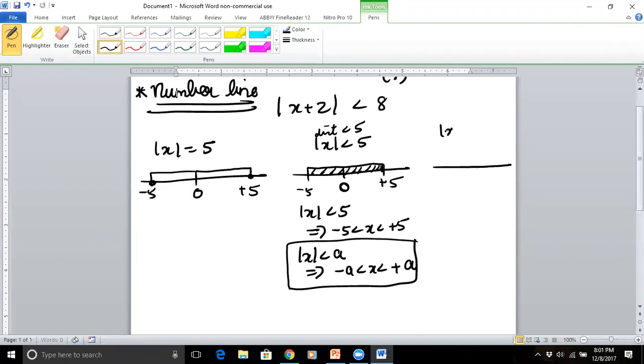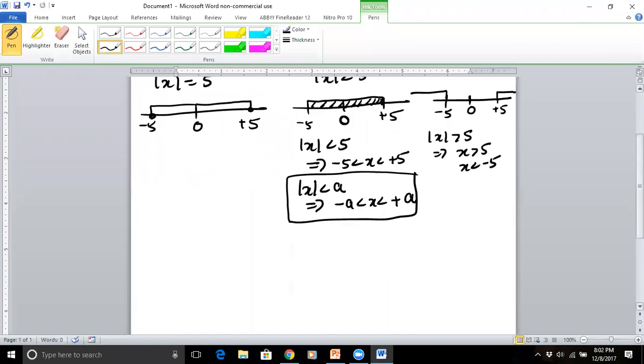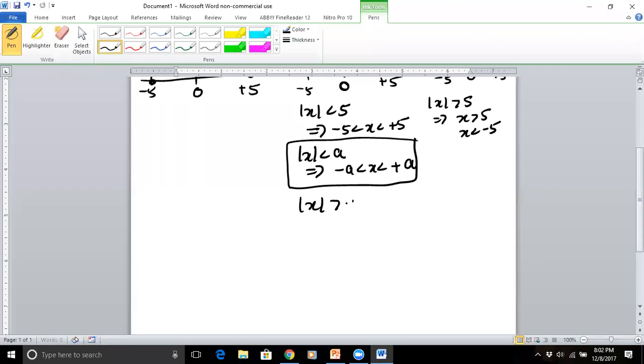Let's take another condition. Say mod of x is greater than 5. Again, I'm plotting things on the number line. The origin is at 0. And this time I'm traveling a distance greater than 5 units. So the boundary conditions are going to be plus 5 and minus 5. If I have to travel a distance greater than 5 units, I'm going to travel from 5 to infinity and minus 5 to minus infinity. So if mod of x is greater than 5, the range of x is going to be x greater than 5 and x less than minus 5. Writing a general form, if mod of x is greater than a, the range will always be x greater than a and x less than minus a.